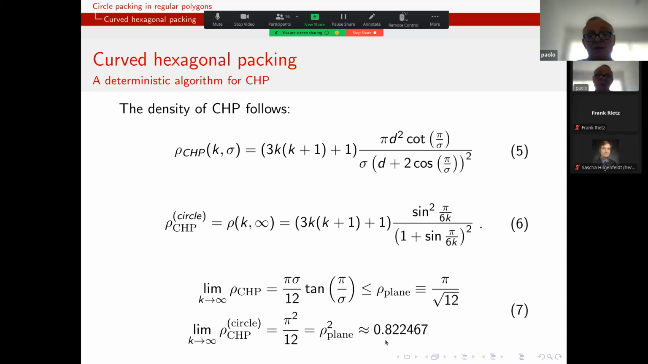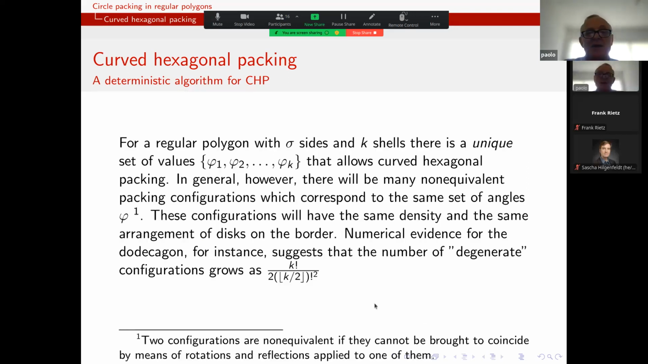We reproduce the results of Graham and Lubachevsky, which is this for the disk at infinitely large n. This is the density, which is the square of the density. It's a mathematical curiosity: this is the square of the density in the plane. Okay, so it's lower. Now, for a polygon with sigma sides and k shells, k is also the number of shells in the packing, you have k angles on the fundamental region on the border. These angles you calculate univocally at the beginning, and they are unique for this n.